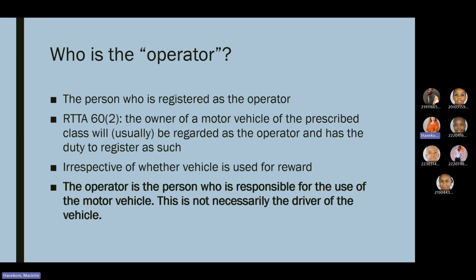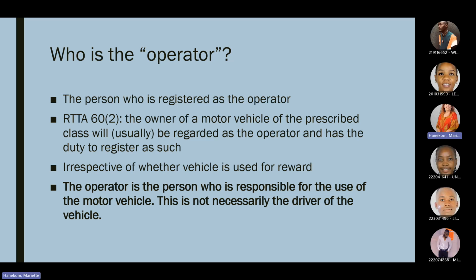So the Act was a bit circular in this regard. It says that the operator is the person who is registered as such. Subsection 2 of Section 60, however, says that the operator is the owner. The owner of a motor vehicle of the prescribed class will usually, so not always, be regarded as the operator and has a duty to register as such.